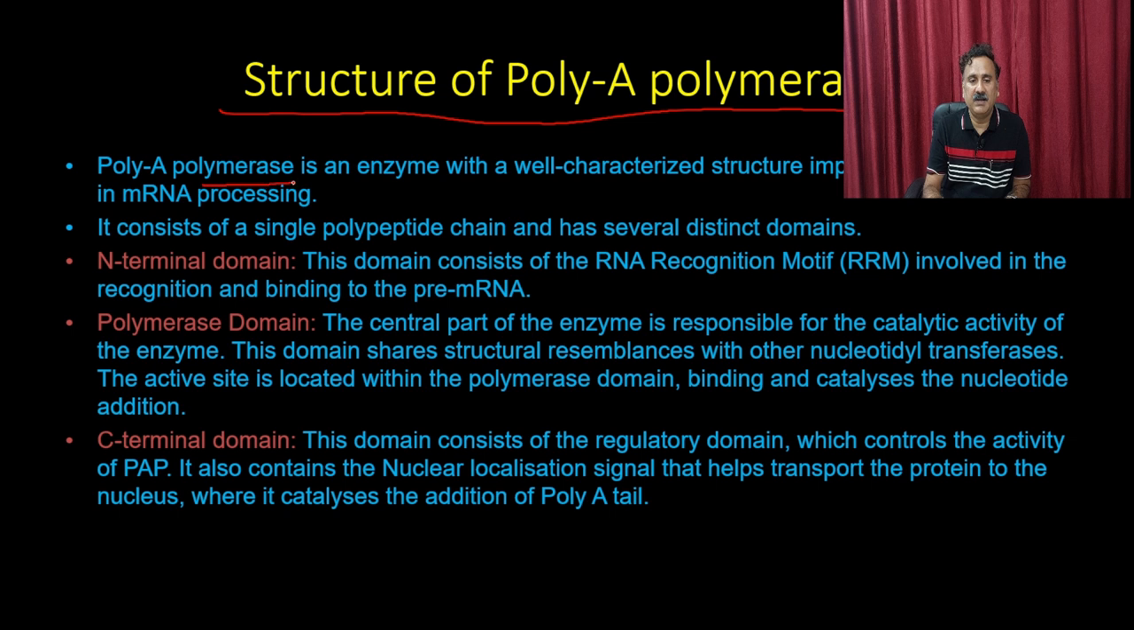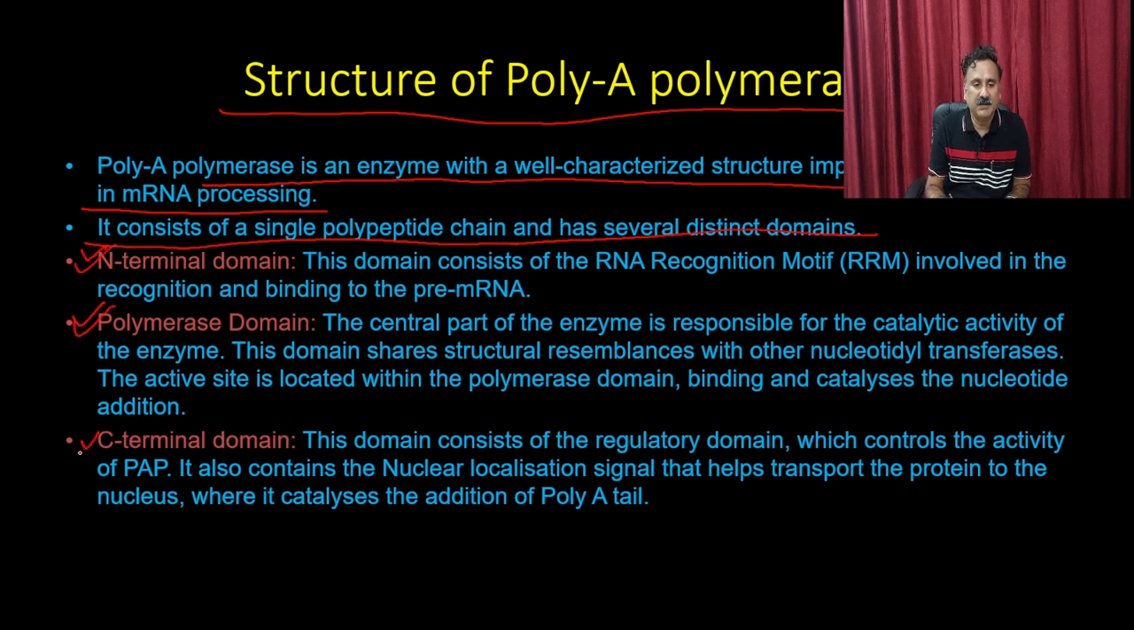What is the structure of poly A polymerase? Poly A polymerase is an enzyme with a well characterized structure important for its function in messenger RNA processing. It consists of a single polypeptide chain and has several distinct domains. So, it has an N-terminal domain, a polymerase domain, and a C-terminal domain. The N-terminal domain contains an RNA recognition motif involved in the recognition and binding of the pre-messenger RNA.